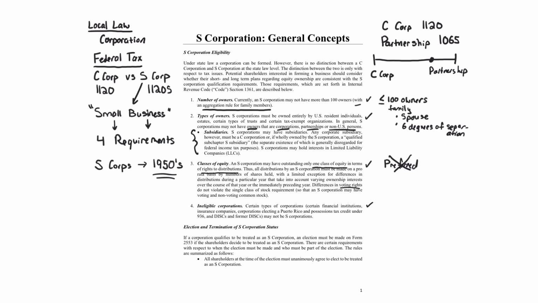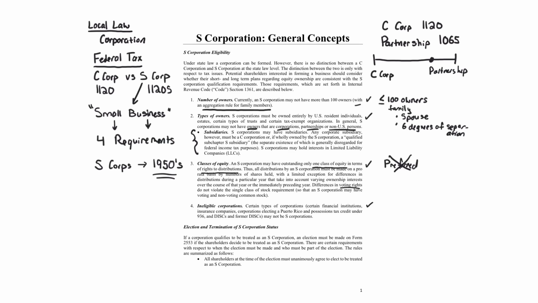Finally, the last one, and this is the least tested. Professors test this the least, the CPA exam tests this the least: ineligible corporations. So just know there are certain types of corporations out there that generally do not qualify for S corporation status. I have a list: certain financial institutions, insurance companies, etc.